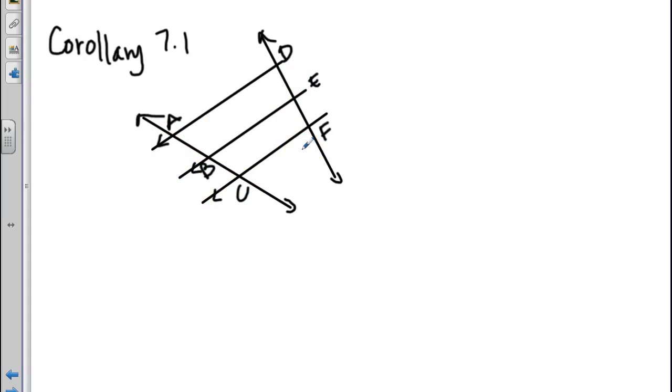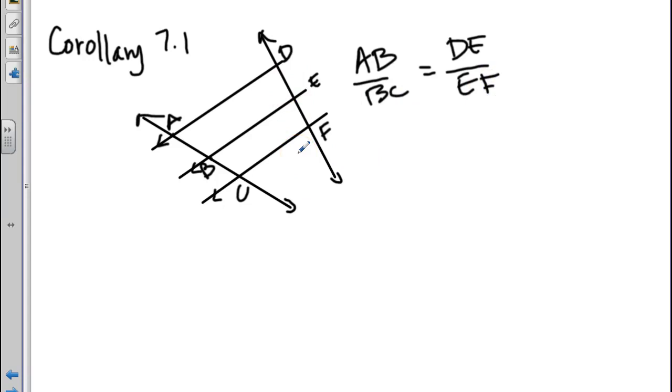So from there, we know that AB over BC is proportional to DE over EF. So AB over BC equals DE over EF. So if I'm missing one of those pieces, I'm able to solve and find that.